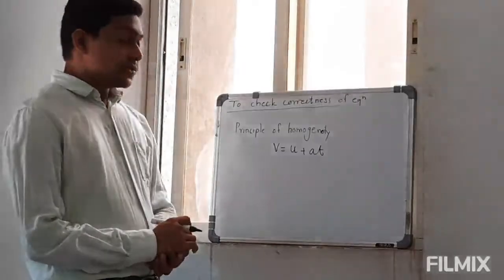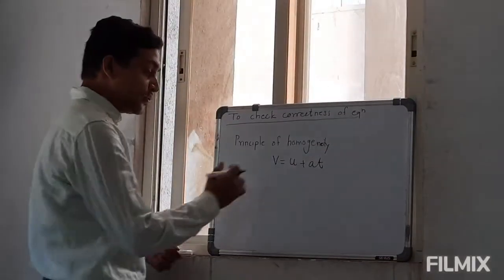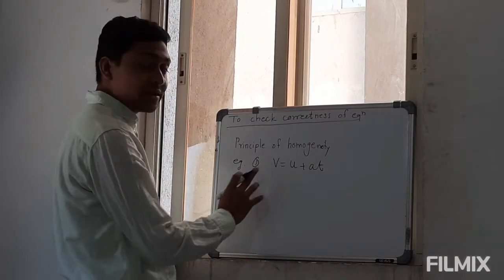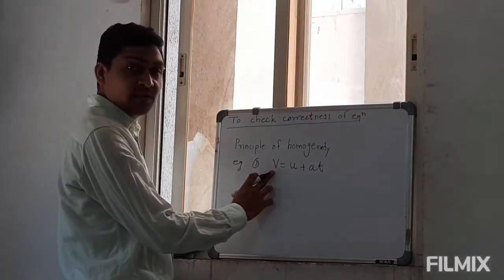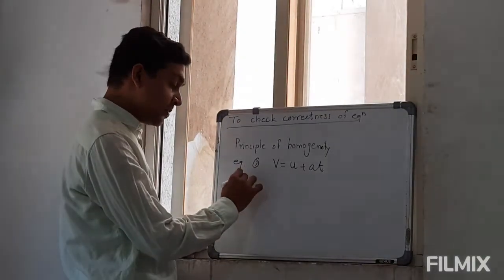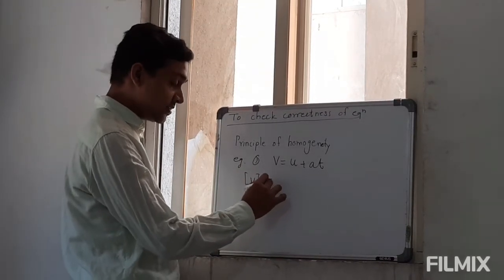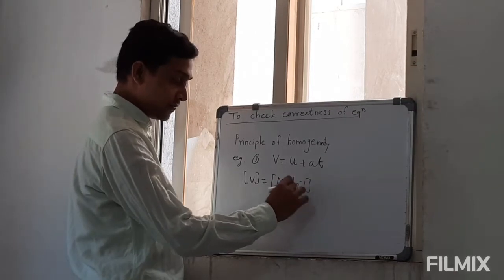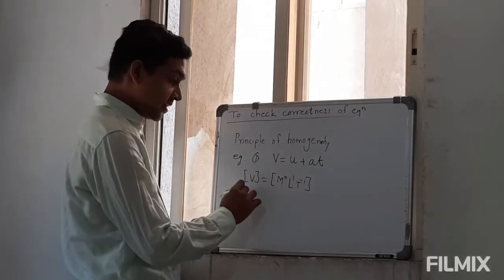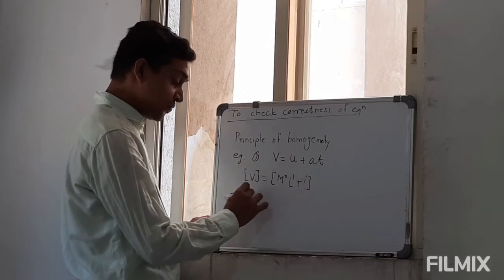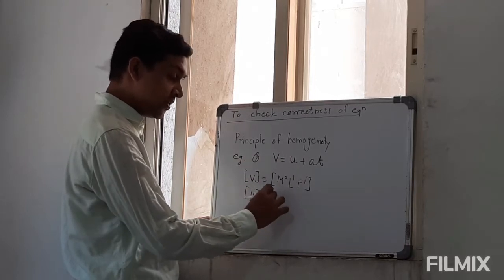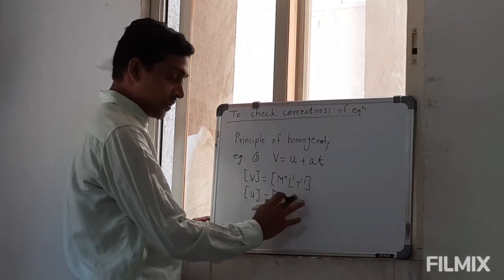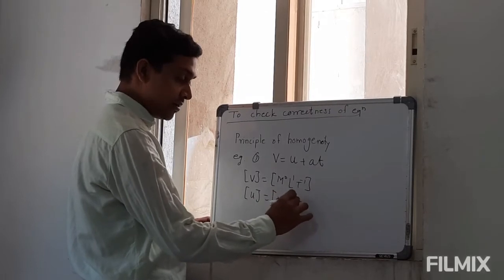Let's see how it is useful to find the correctness of this equation. There are three terms. First is v, which stands for final velocity. What are the dimensions for v? As we found, that is M0 L1 T-1. First thing is clear. Second is u, the initial velocity. Final velocity or initial velocity, the dimensions remain the same for velocity, that is M0 L1 T-1.